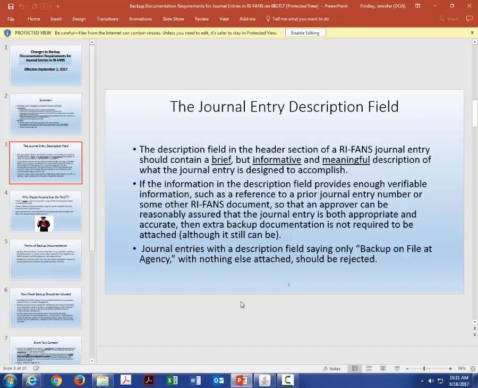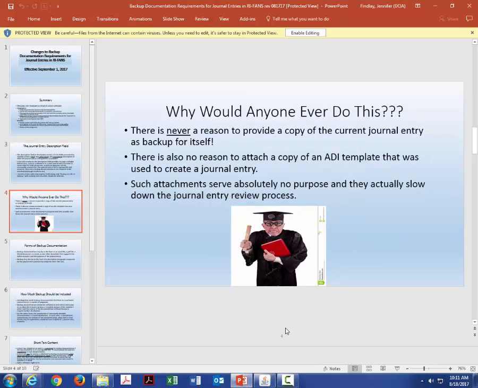Journal entries with a description field saying only "backup on file at agency" with nothing else attached should be rejected. Backup should never include a screenshot of the current journal entry itself, since this serves absolutely no purpose and actually slows down the journal entry review process. Similarly, there is no reason to attach a copy of an ADI template that was used to create a journal entry.